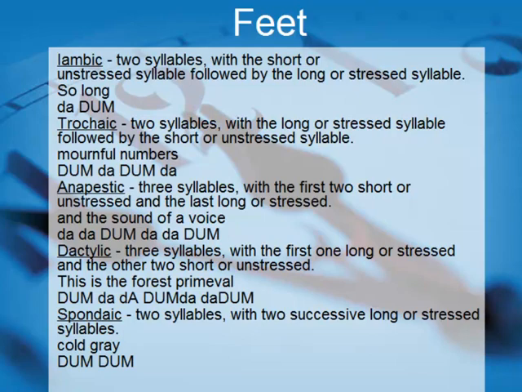Dactylic is 3 syllables, with the first one being long or stressed, and the second 2 being unstressed. The example has 2 dactylics and then an extra stressed syllable. And so it's dum da da, dum da da. "This is the forest primeval." And then lastly we have spondaic, which is 2 stressed syllables. "Cold gray," dum dum.